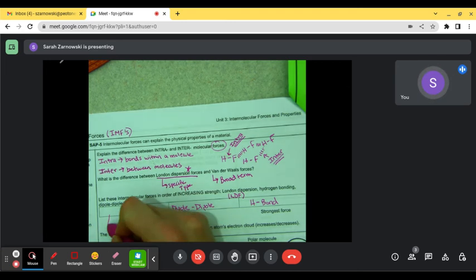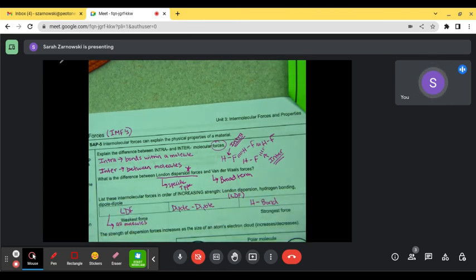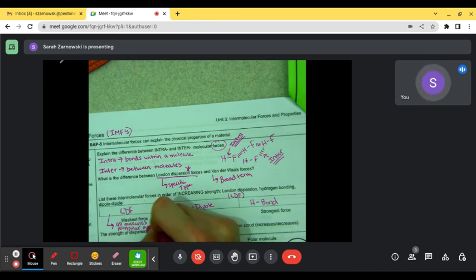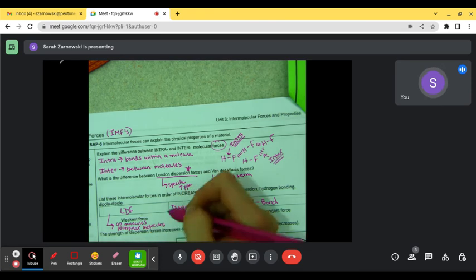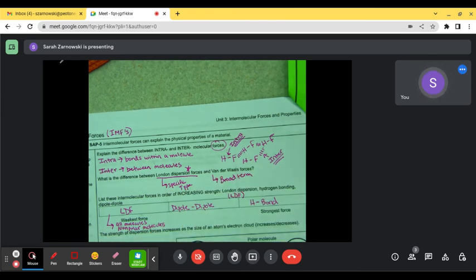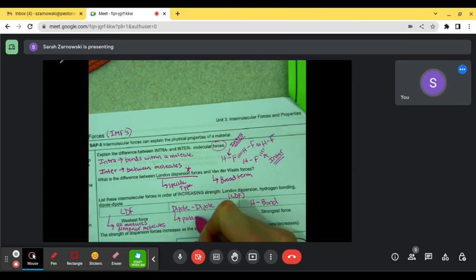For LDF, the most common way to memorize it is that they are in all molecules. It's an interaction force, and they are especially in nonpolar molecules. On our last quiz on Lewis diagrams, you had to tell me whether it is a polar or a nonpolar molecule. Well, this is where it's going to come into play. Dipole-dipole is for polar molecules. And then H bond is when you have a hydrogen that is next to a fluorine.